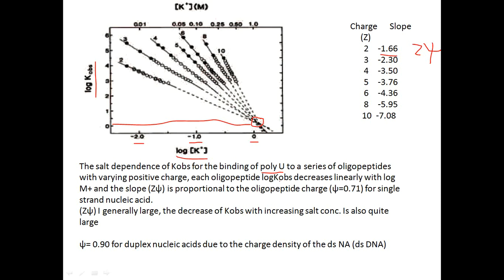So for each oligopeptide, log K absorb decreases linearly with log M plus value. That is, as the log M value increases, that is the concentration of salt increases, the K absorb value also decreases. The slope, the Z psi, what we call the coefficient or the constant, is proportional to the oligopeptide charge, and psi is almost equal to 0.7 for single stranded nucleic acid, and Z psi is generally large. The decrease of K absorb with increasing salt concentration is also quite large. In case of a duplex nucleic acid, that is double stranded DNA, psi is conservative around 0.9 due to the charge density of double stranded nucleic acids. Right, so here we can clearly see from this graph that K absorb totally depends upon the concentration of salt.